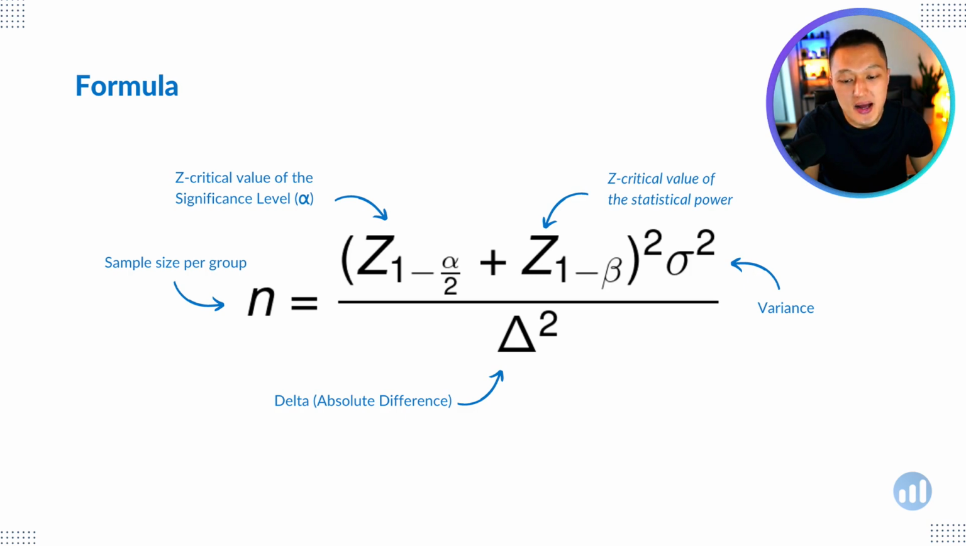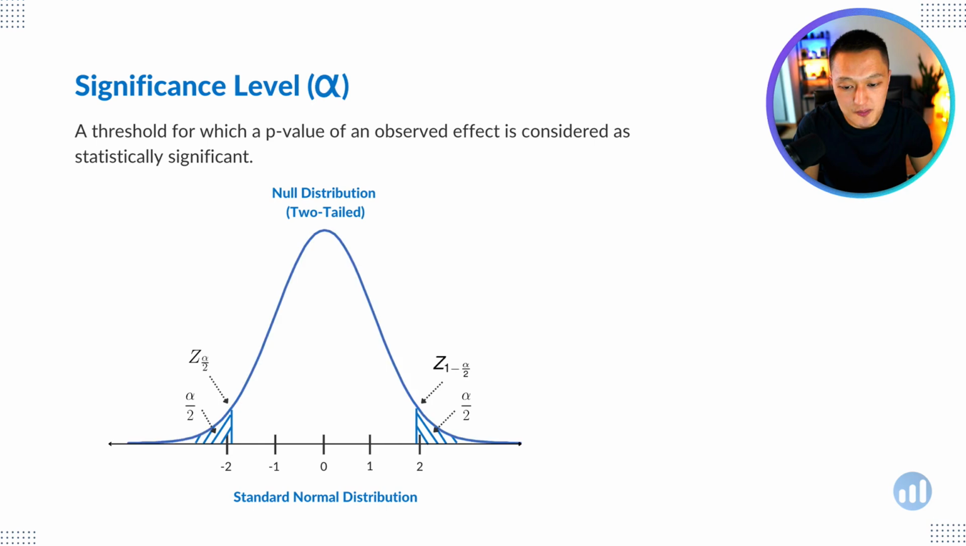Now let's start by understanding the significance level. So when you look at the significance level, it is essentially a threshold for which a p-value of an observed effect is considered statistically significant. But what does that really mean? Well, basically it means the following.